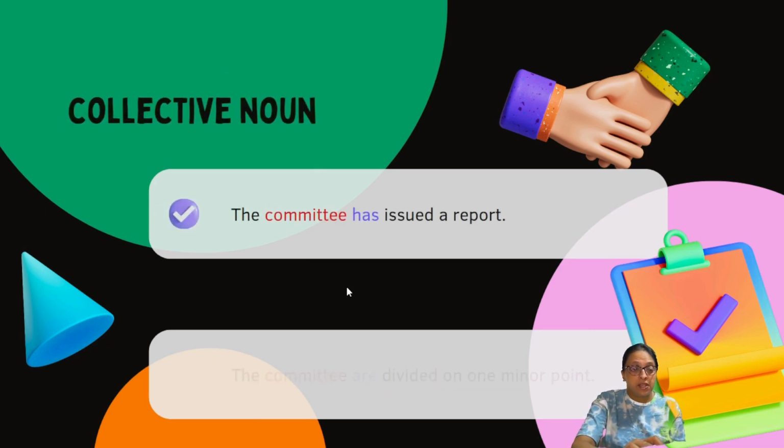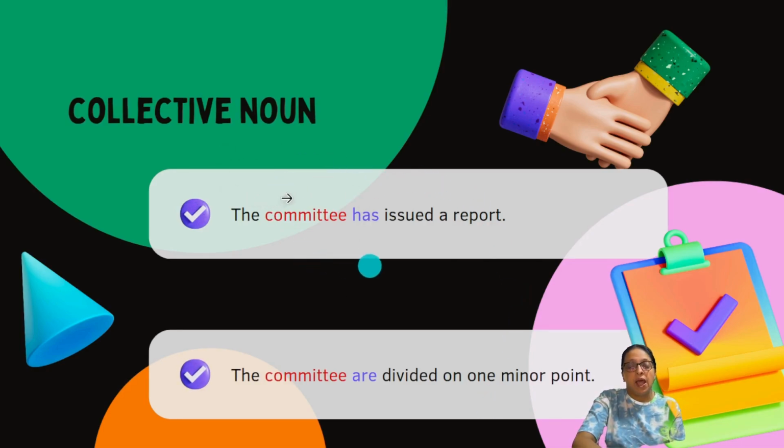Let's take another example. The committee has issued a report. What does this sentence mean? The committee means there is a committee. We are talking about a single committee and it has got members, but we are not talking about the individual members. We are talking about the committee as a whole. All the members put together, they have come together and the committee has issued a report. That entire team, that committee has issued a report. Therefore, with committee as a collective noun, as a singular entity, we have taken a singular verb.